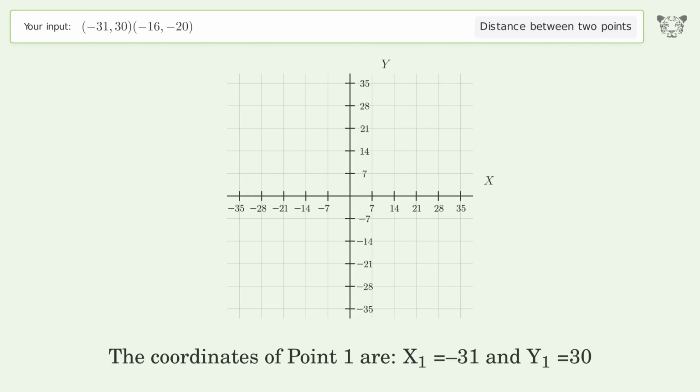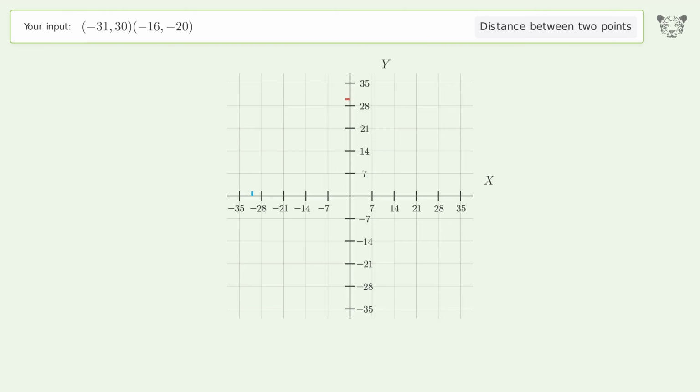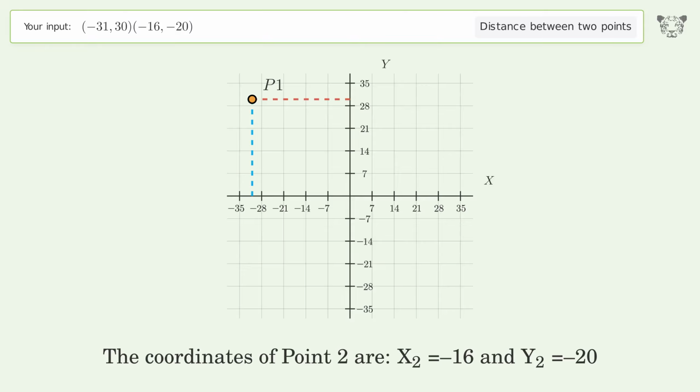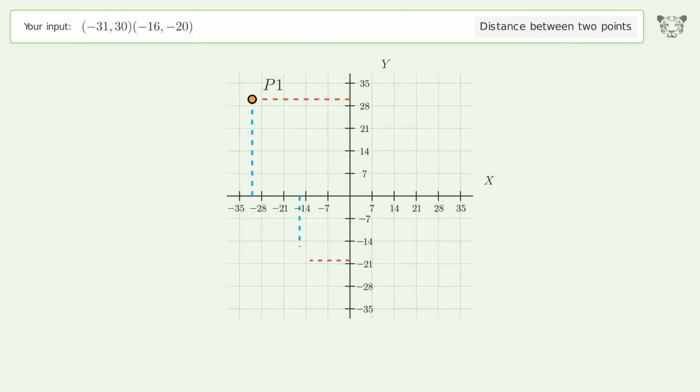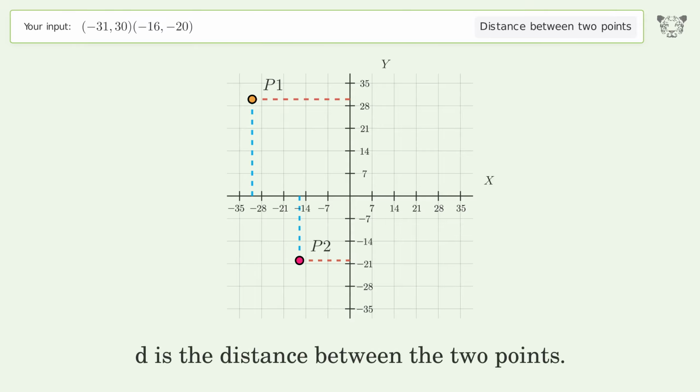The coordinates of point 1 are x1 equals -31 and y1 equals 30. The coordinates of point 2 are x2 equals -16 and y2 equals -20. D is the distance between the 2 points.